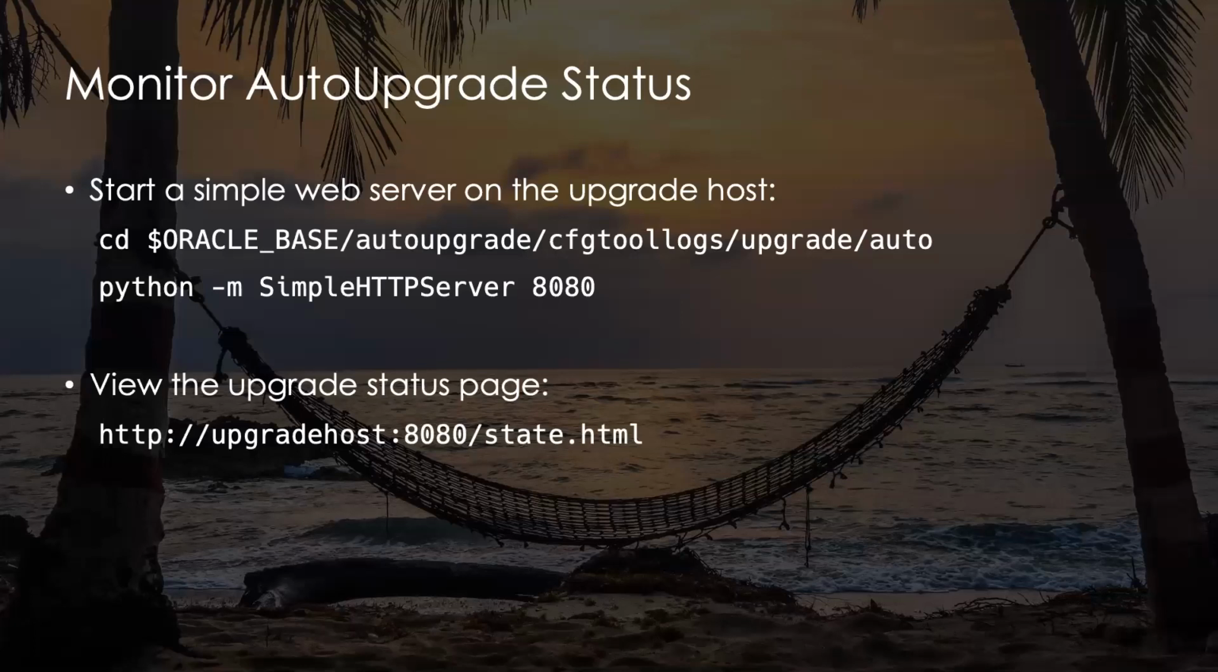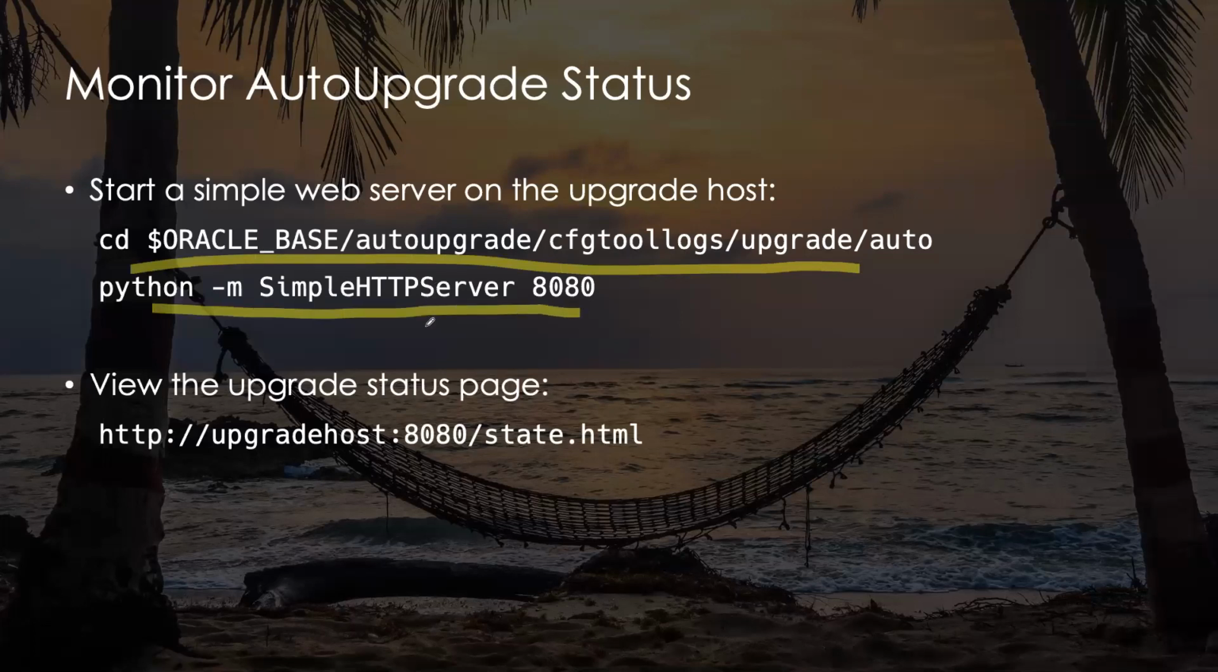Again, here's how you can monitor the status. We'll just go into your AutoUpgrade directory and run this simple HTTP server from Python. And then you can view that page from that web address.